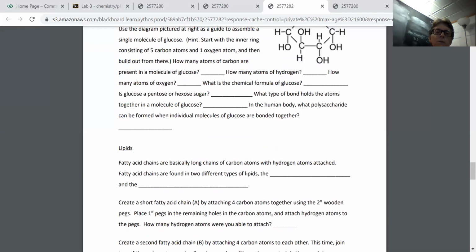What type of bond holds the atoms together in a molecule of glucose? Those would be non-polar covalent bonds. Electrons are shared, but there's no net charge on the glucose molecule.